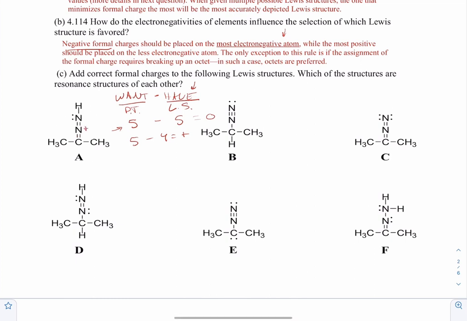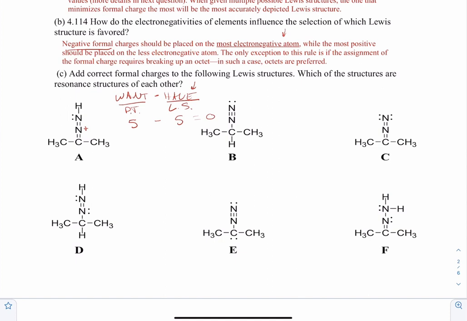Now, I didn't emphasize the second part of this question. The second part of this question is asking us which of the following structures are resonance structures. So that was kind of an intro to formal charges on these structures. But let's figure out if we can eliminate any of these from the options. Okay. So remember, a Lewis structure has to have everything bound the same way. It has to be exactly bound the same way. The only difference will be that the electrons can look different.